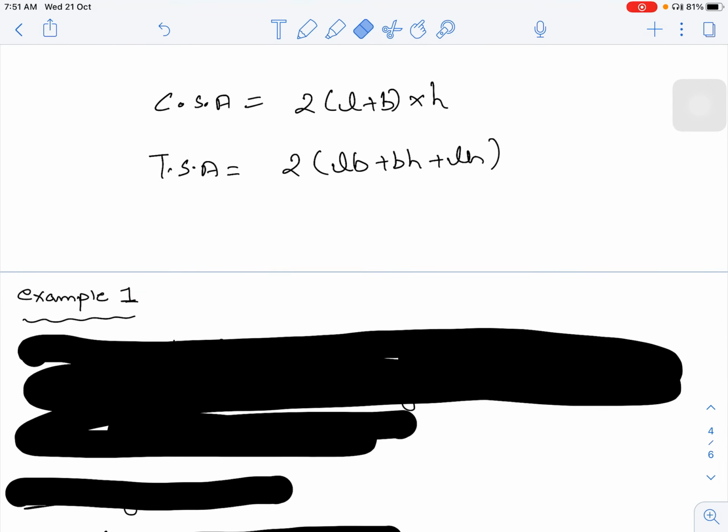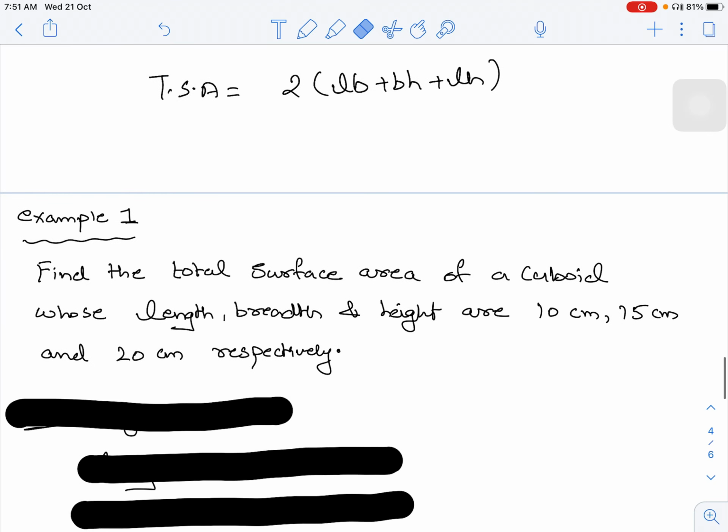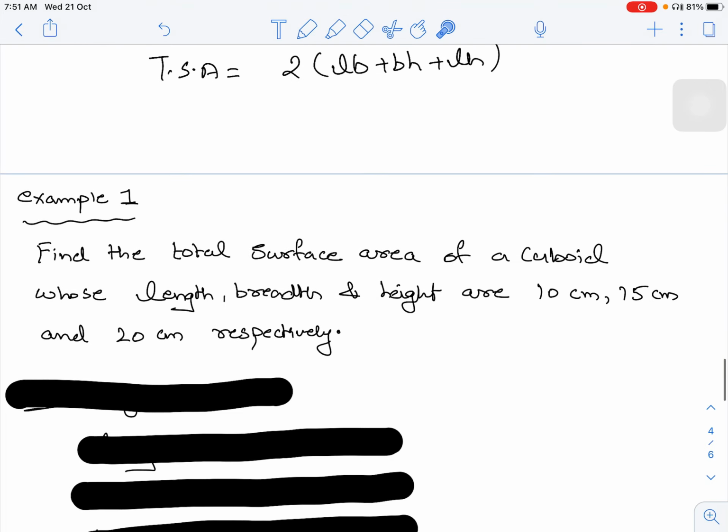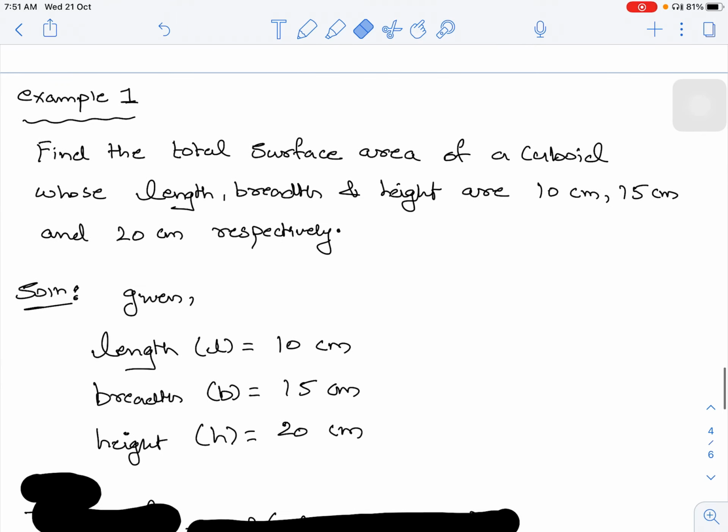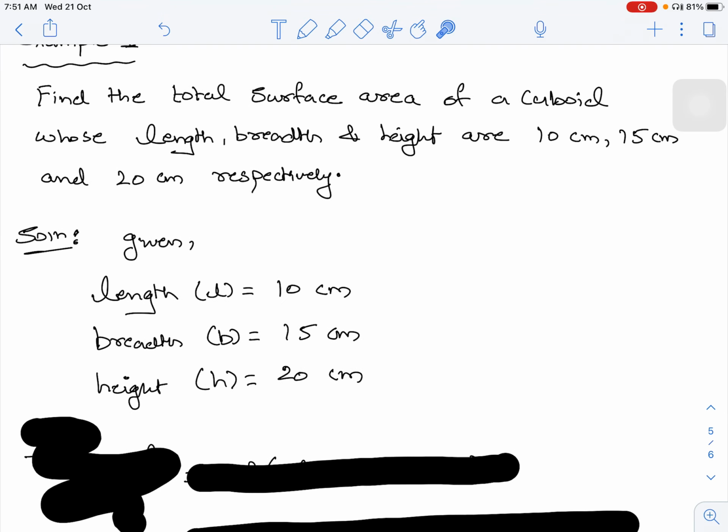Now we have our first example. It is given: find the total surface area of a cuboid whose length, breadth, and height are 10 centimeter, 15 centimeter and 20 centimeter respectively. We have already learned that whenever we are solving, first we write the given things. So it is given that length equals 10 centimeter, breadth equals 15 centimeter, height equals 20 centimeter. Now which area are we supposed to find? We have to find the total surface area.